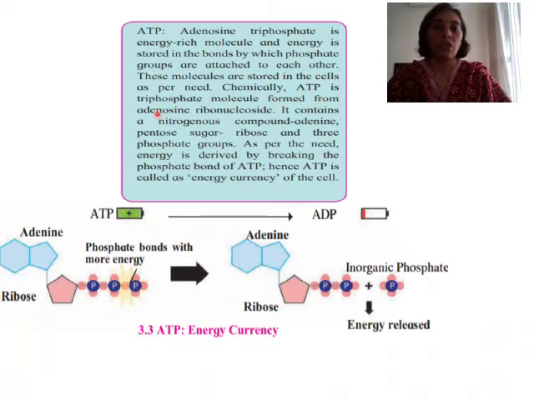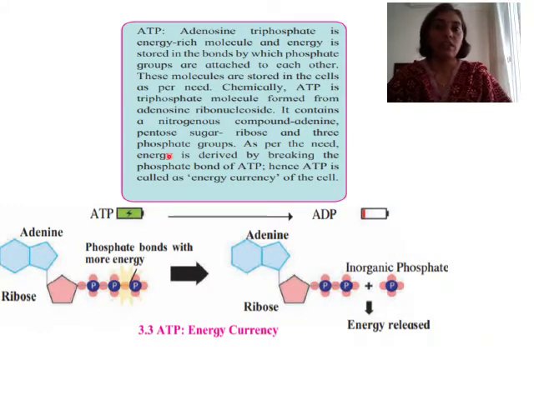Chemically, ATP is a triphosphate molecule formed from the adenosine ribonucleoside. It contains a nitrogenous compound adenine, the pentose sugar ribose, and 3 phosphate groups. As per the need, energy is derived by breaking the phosphate bond of ATP. Hence, ATP is called the energy currency of the cell.